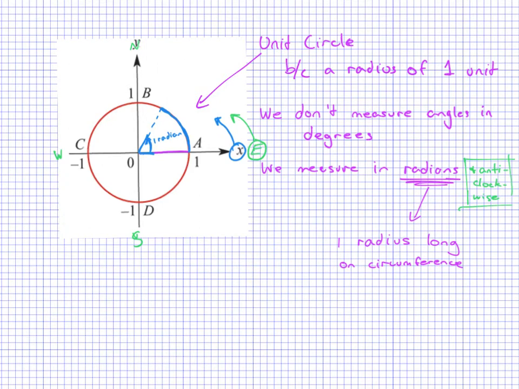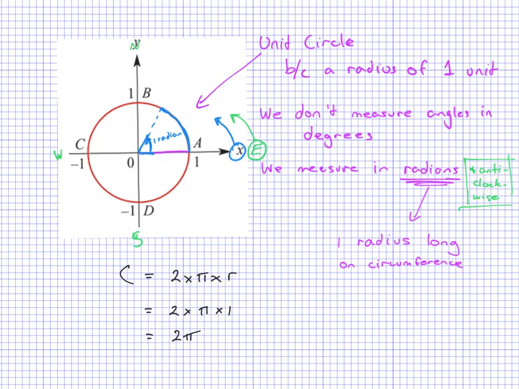So first of all, what we're going to try and work on today is converting between degrees and radians, because sometimes questions will be given to you in degrees, sometimes in radians. So to work this out, let's have a look at the circumference of the unit circle. The circumference of the unit circle is 2 times pi times the radius. And that's quite nice because we already know that the radius is 1. So the circumference of the unit circle is 2 pi.